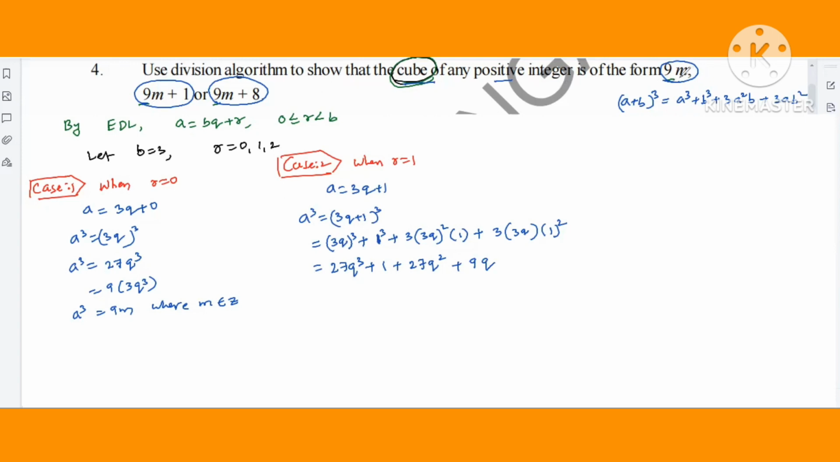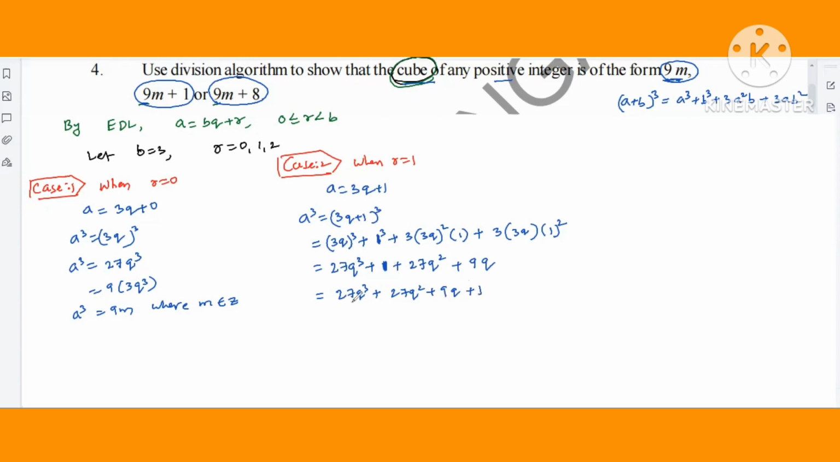We don't get the 9m form. Why? Because here plus 1 is there. You know that 27 is divisible by 3, and 27 here is also divisible by 3, and 9 is also divisible by 3. That's why in these three terms we get 3 common, but plus 1 is there, so I'm writing that at the ending: 27q cube plus 27q square plus 9q plus 1.